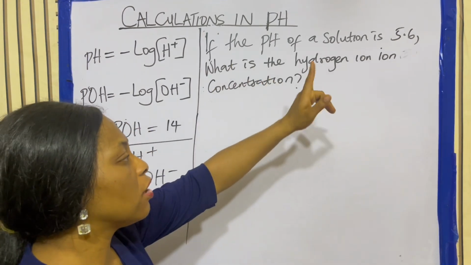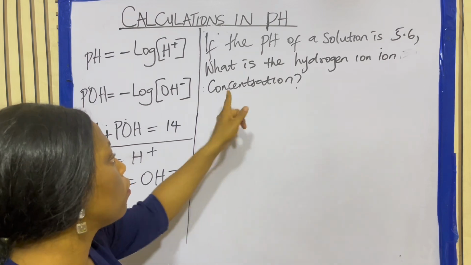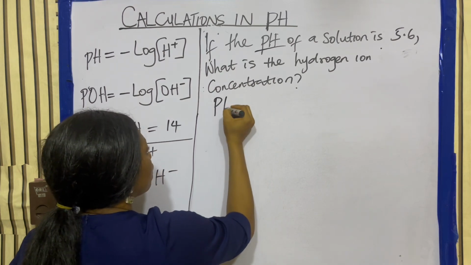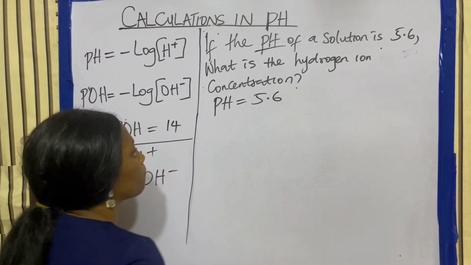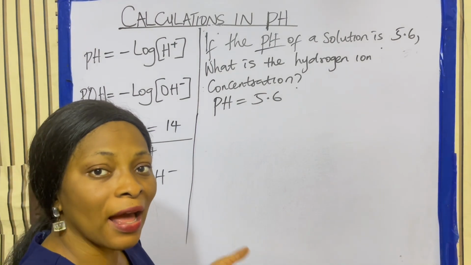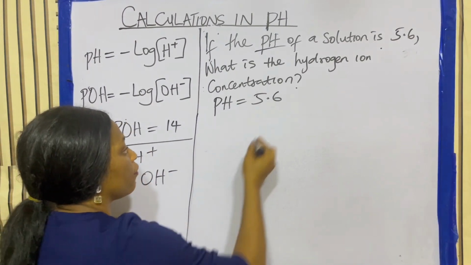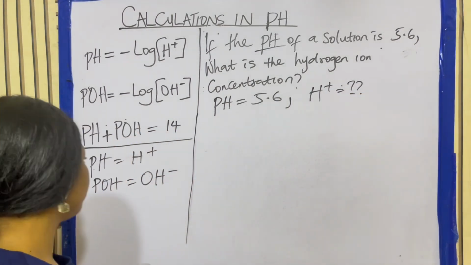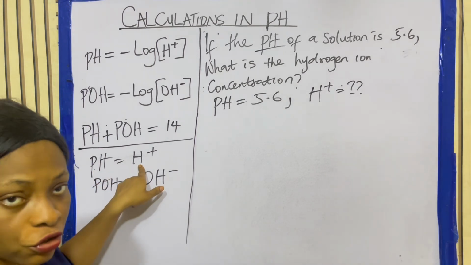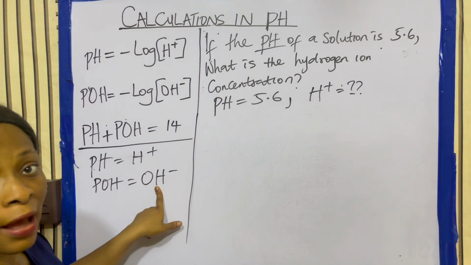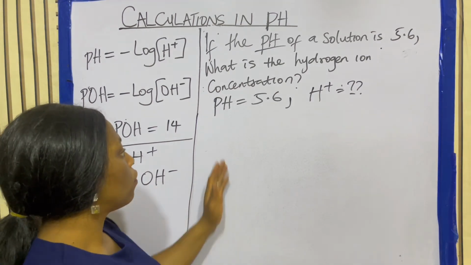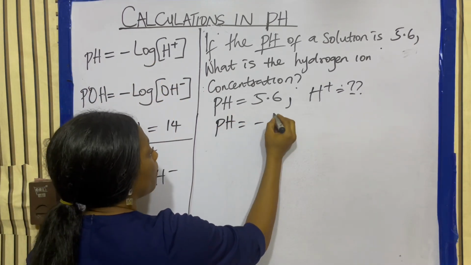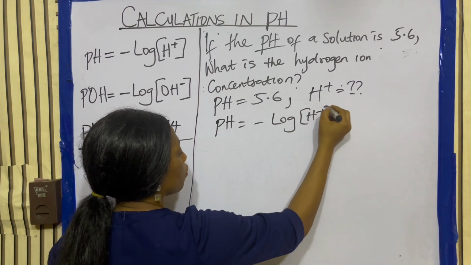So let's look at this question. If the pH of a solution is 5.6, what is the hydrogen ion concentration? So in the question pH is 5.6, and it says, what is the hydrogen ion concentration? So what are we looking for? The hydrogen ion concentration. So remember, like I said here, pH is related to hydrogen ion concentration, pOH is related to hydroxyl ion concentration.